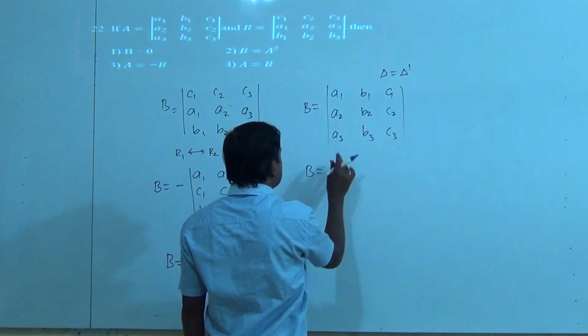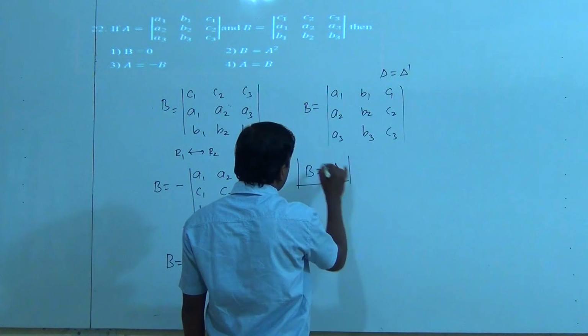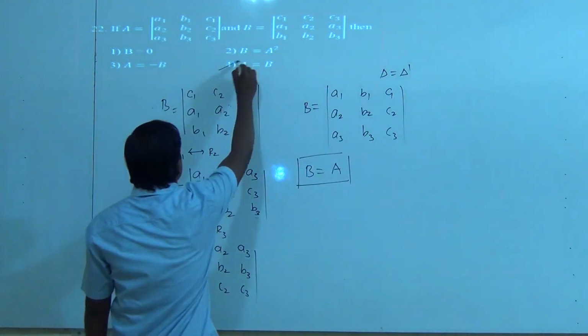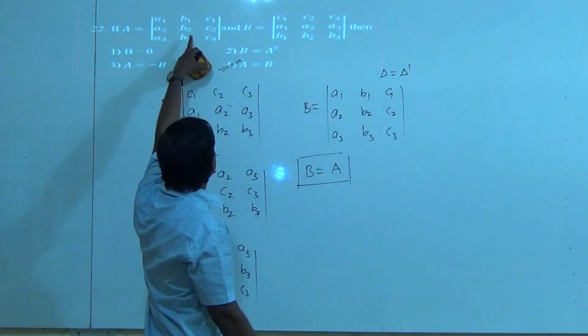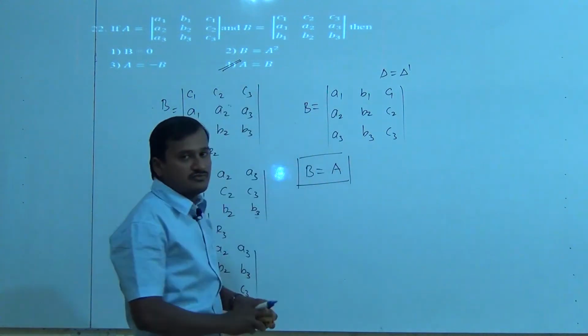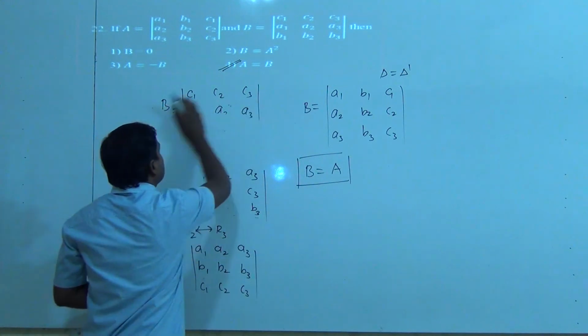So therefore B is equal to, this determinant is clearly the given determinant, that is A. So therefore clearly the fourth option is the right one. Because this determinant is the same as this determinant, B is equal to A, therefore the fourth option is the right one. Okay, we go for the next question.